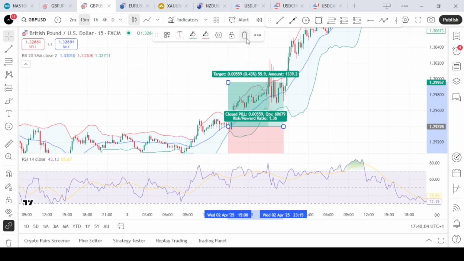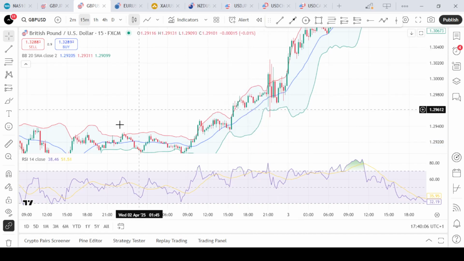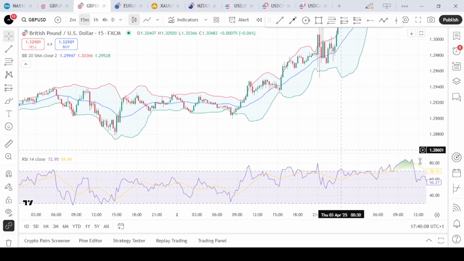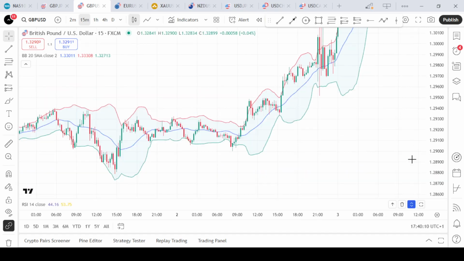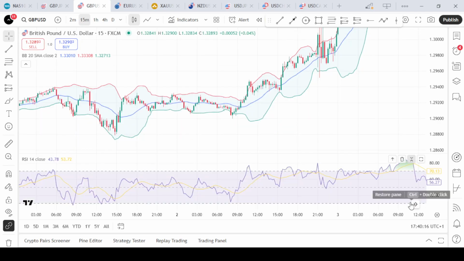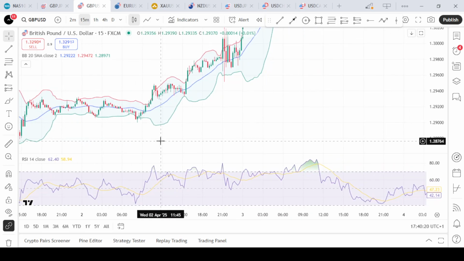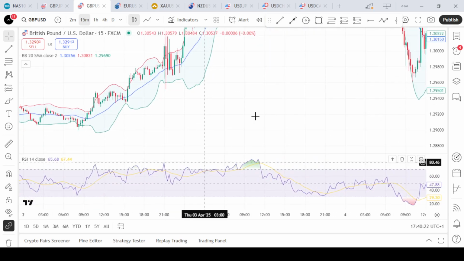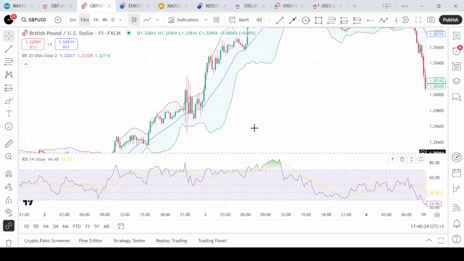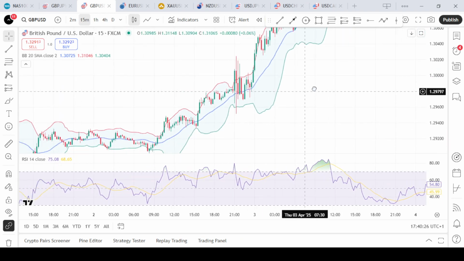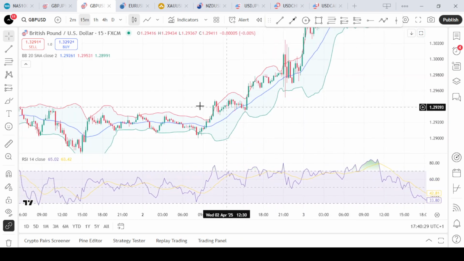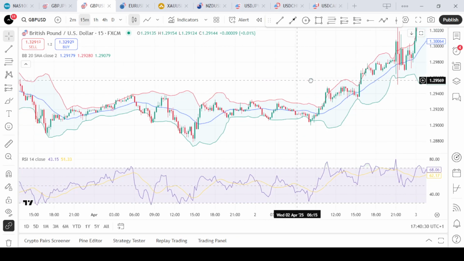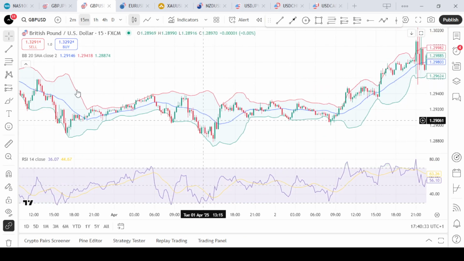Now, the third strategy we are going to talk about while using the Bollinger Band for scalping is called the Bollinger Band combined with the RSI. By adding the RSI to the Bollinger Band, this can improve your accuracy by confirming overbought and oversold conditions in the market. We start by applying our RSI and our Bollinger Band to the chart.